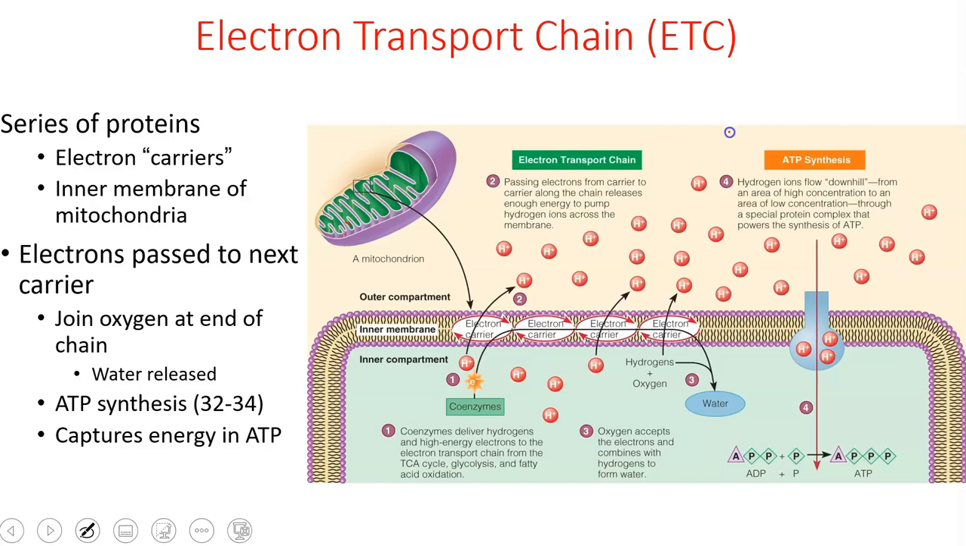See if I can write this in here. Outer compartment, which is indicated by the yellow or cream color. And then there are fewer hydrogens inside. So this is the innermost region of the mitochondria. And so as these hydrogen ions are pumped out, then it creates a concentration gradient.